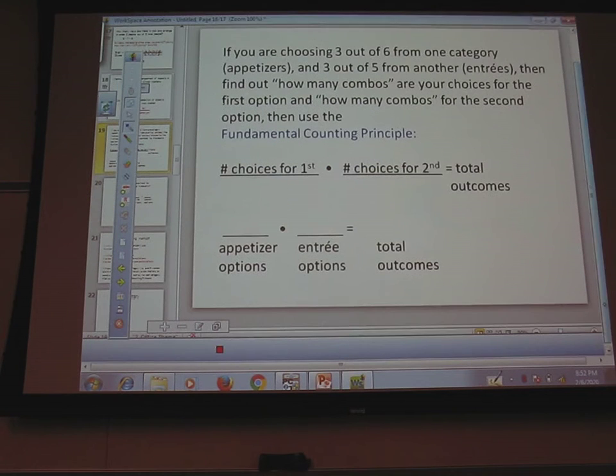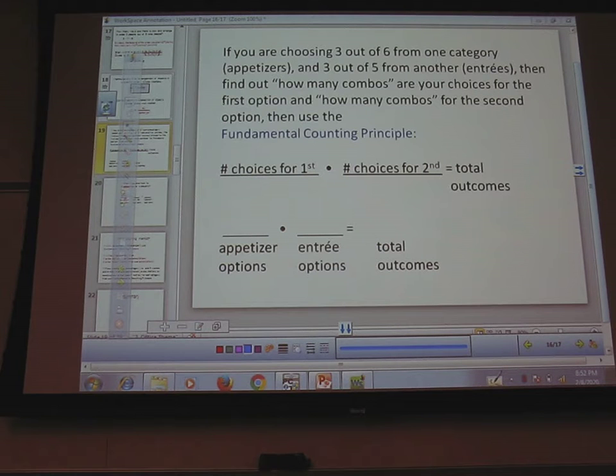Okay, so this one is something that we need to cover. Say we're choosing appetizers. You're throwing a party, and they say you can choose 3 out of 6 of these appetizers to serve at your party. So that is your number of appetizer combinations you can pick. I can pick these 3, those 3, those 3. There are 20 different possibilities of appetizer combos that I can choose.